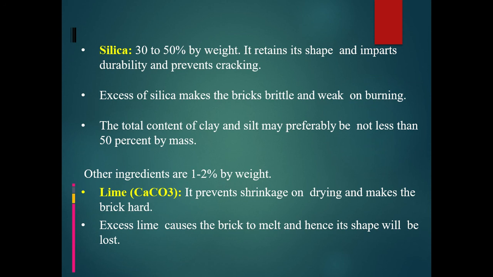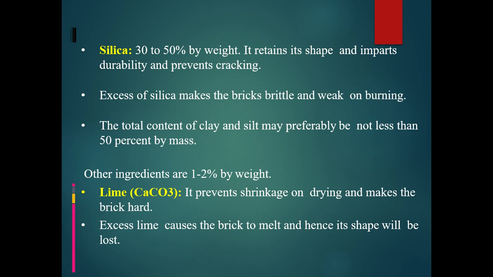The first ingredient is lime. One has to be very careful with lime because even though it has the advantage that it prevents shrinkage and makes your brick harder, if it is in excess, it can melt your brick. It will keep your brick always moist, so it will not dry up, and hence its shape will be lost.